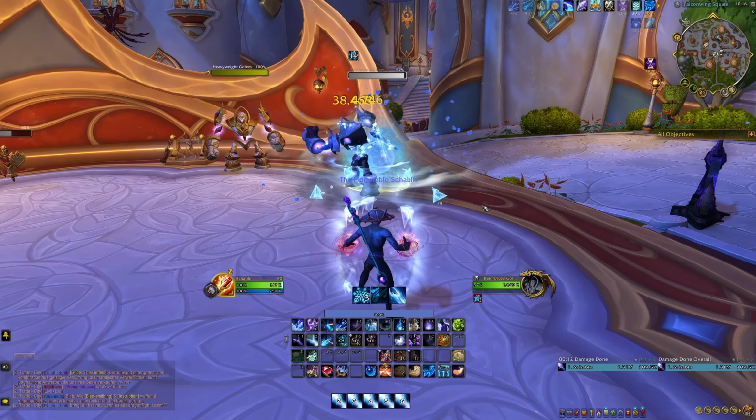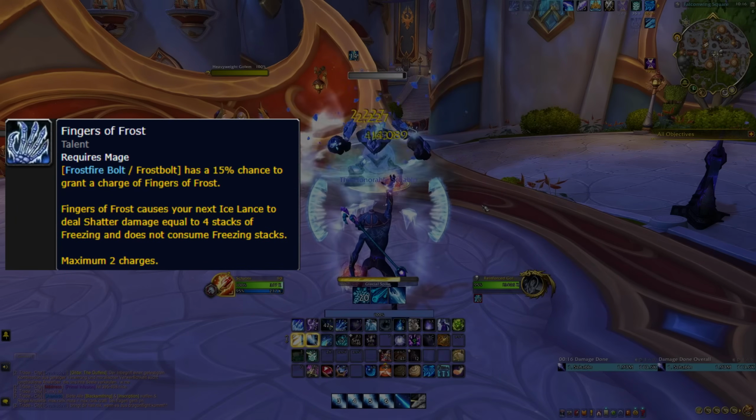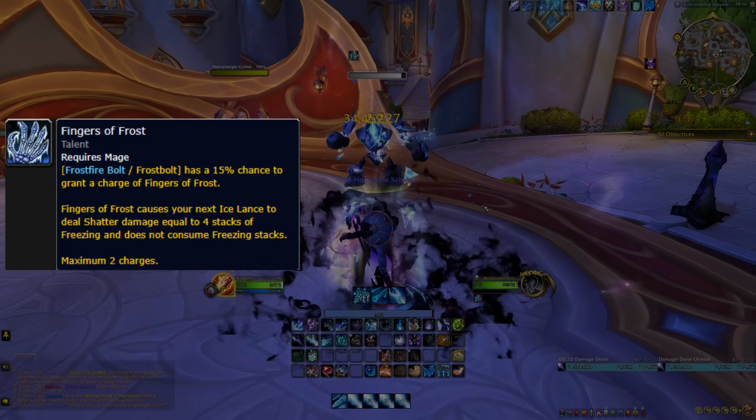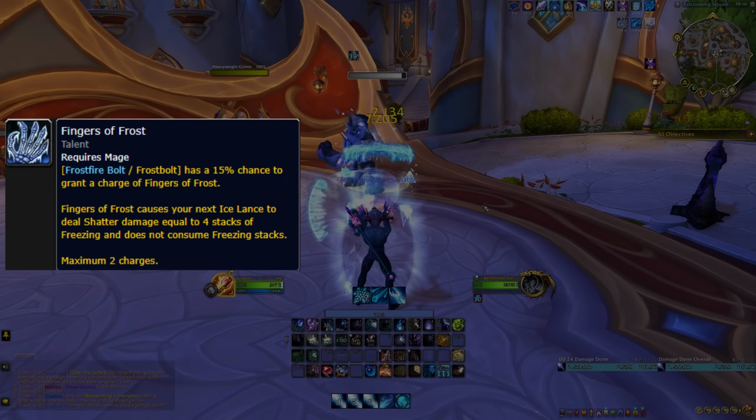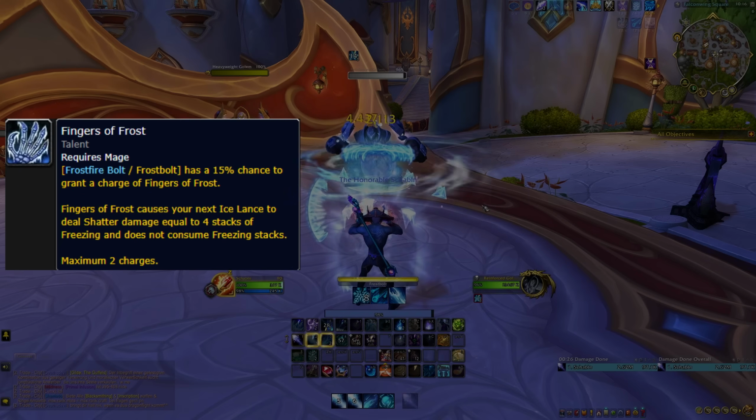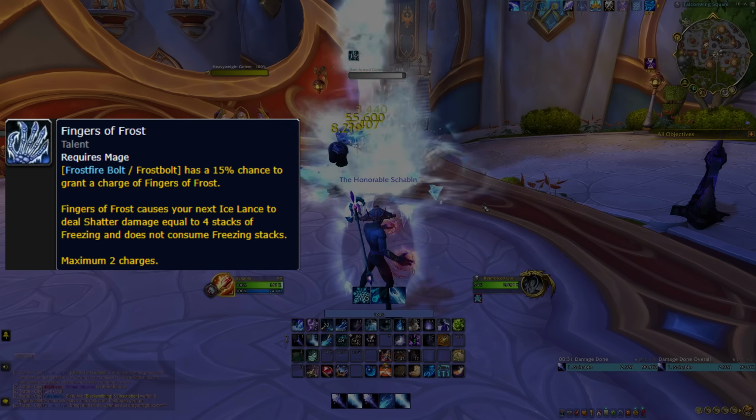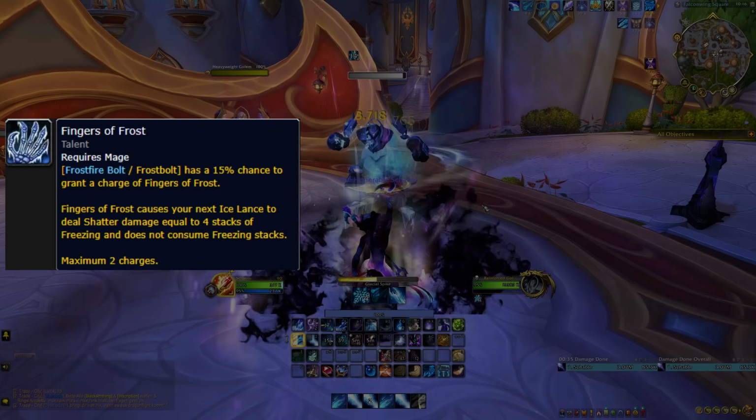So let's start with the two essential buffs that we get during our combat. The first one is Fingers of Frost. Every spell you cast with the Frost Mage, such as Frostbolt or Ray of Frost, has a chance to charge Fingers of Frost, which basically is a free Ice Lance proc. And they do not consume the Shatter stacks at all. So these are always free to cast, and we will always use them.